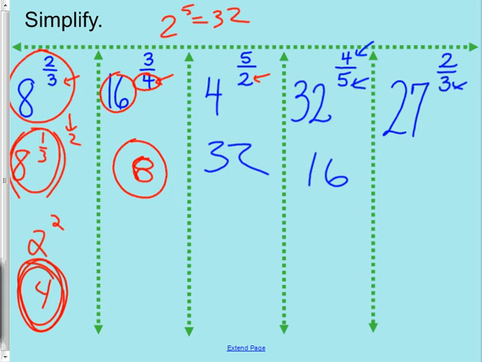There we go, checking out these answers here. 32 for this one, 16 for this one, and I'll show you how to do this one. The cube root of 27 is 3, because 3 times 3 times 3 makes 27. And then 3 squared is 9. All right, 32, 16, and 9. Raise your hand if you had those right. Okay, good. Let's move on then.